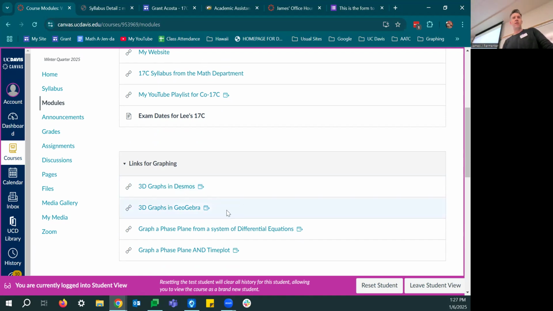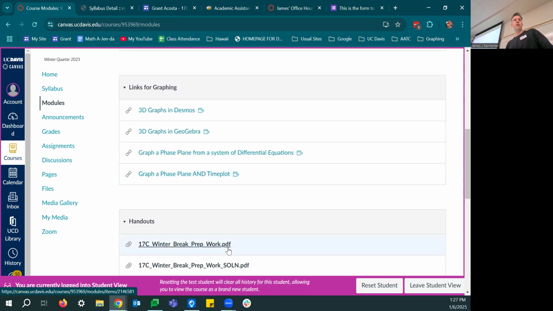And then also later on, we start talking about systems of linear differential equations. There are some useful graphing tools as well to see how the thing looks.